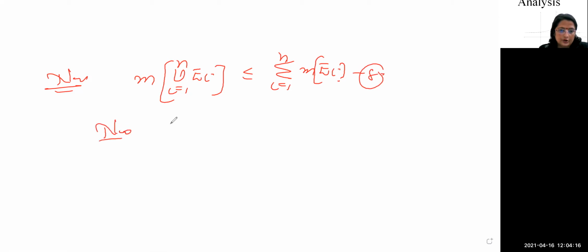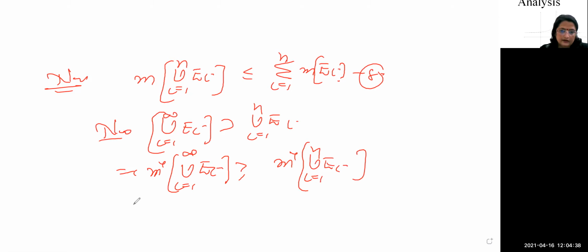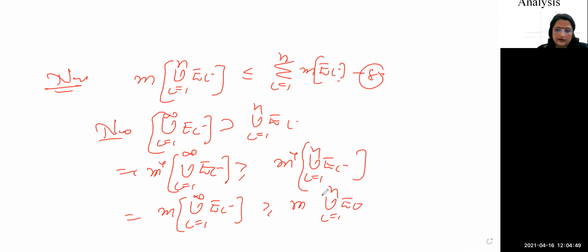Now, union i running from 1 to infinity ei, definitely it is a superset of union i running from 1 to n ei. It implies m star of union i running from 1 to infinity ei is greater than or equal to m star of union i running from 1 to n ei, right? And the outer measure is equal to the Lebesgue measure, so measure of union i running from 1 to infinity ei is greater than or equal to measure of union i running from 1 to n ei, right? And again, this is by this property.